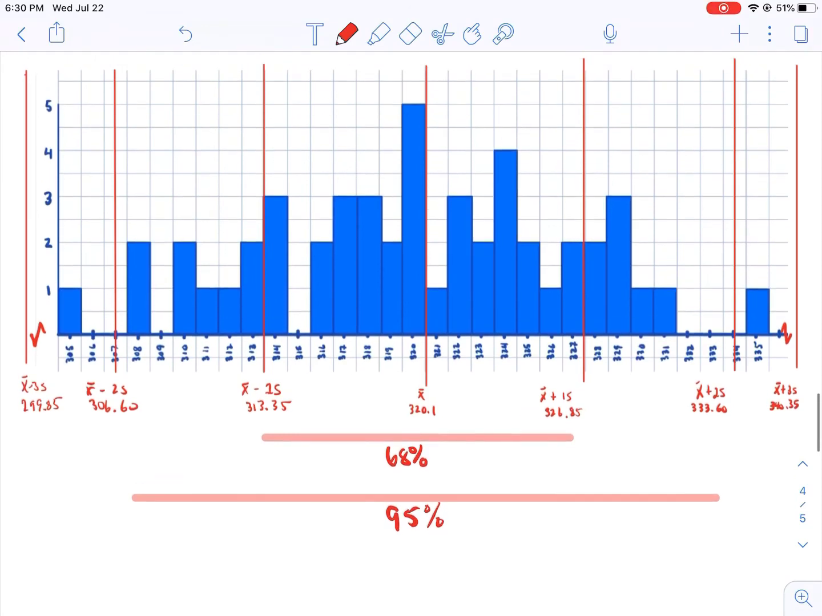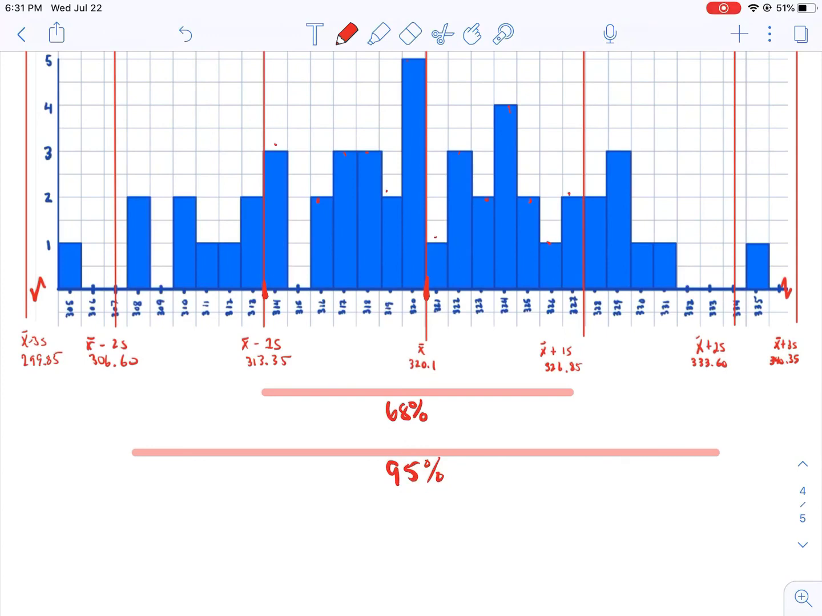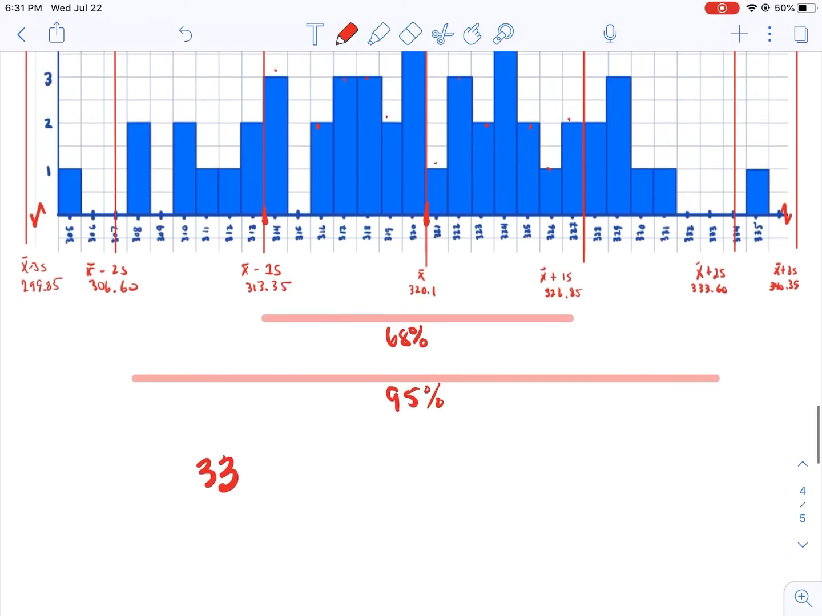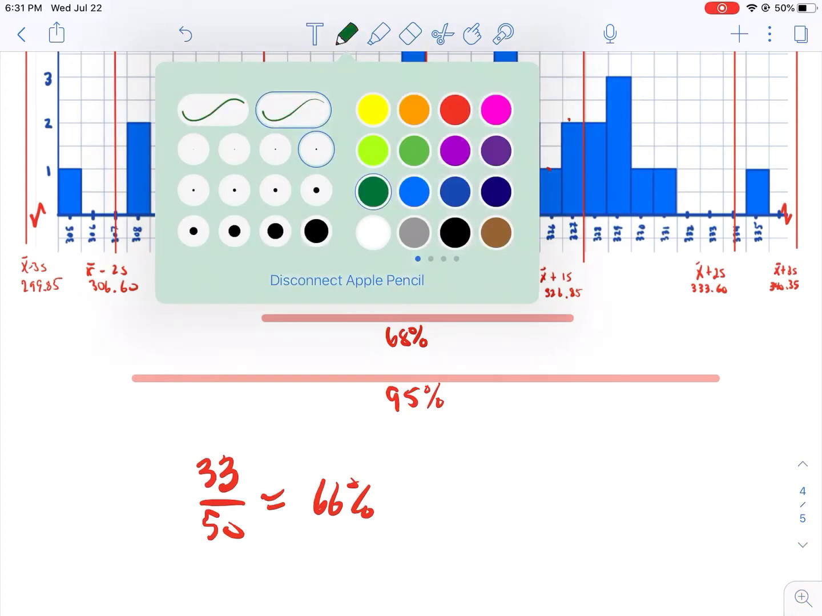Okay. So what I did then was I counted up all of these bars that I have in between here and here. If I did 1 standard deviation below and 1 standard deviation above, what I got was 33 data points. All right, so 33 out of my 50 data points is equal to 66%, which I'm going to give a green check mark because that's pretty darn close.